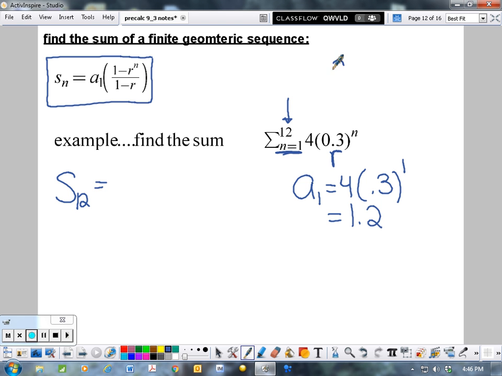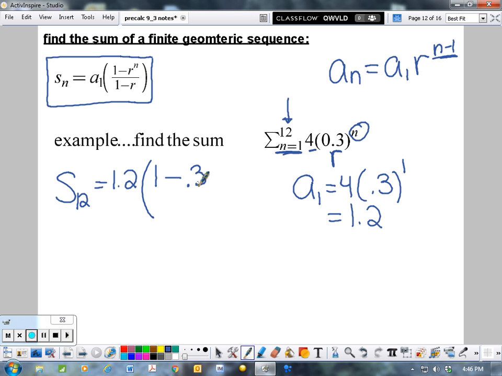Why did I think that? Because we were used to doing this: a sub n equals a sub 1 times r to the n minus 1. So I was thinking about that, but the problem is this didn't match with that. So that means that this can't be my first term. My first term is really 1.2. So it's going to be 1.2 times 1 minus my r, so that r is 0.3, to the nth power, so this number is my n, 12, over 1 minus 0.3.